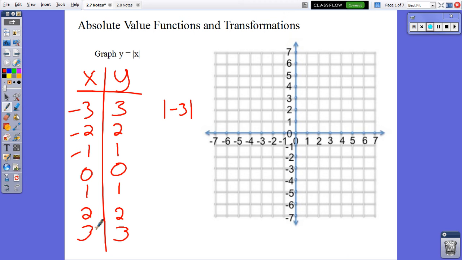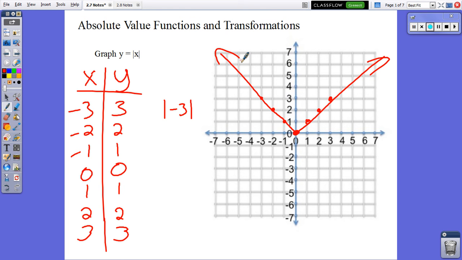So let's plot these points. We've got the point 0, 0, 1, 1, 2, 2, 3, 3. We've got -1, 1, -2, 2, -3, 3, and so on and so forth. And you can see that the pattern would continue on up this way and up this way.